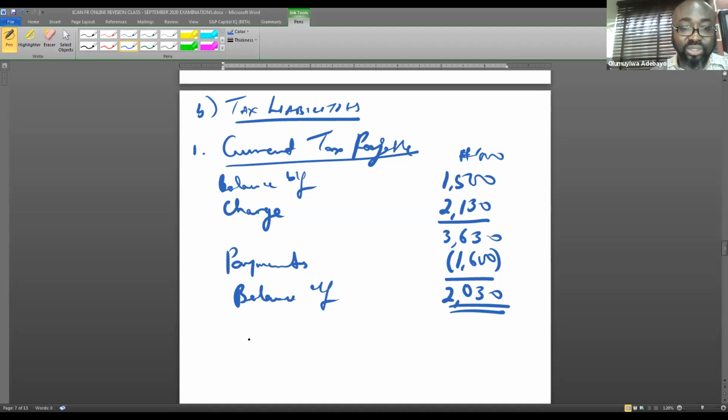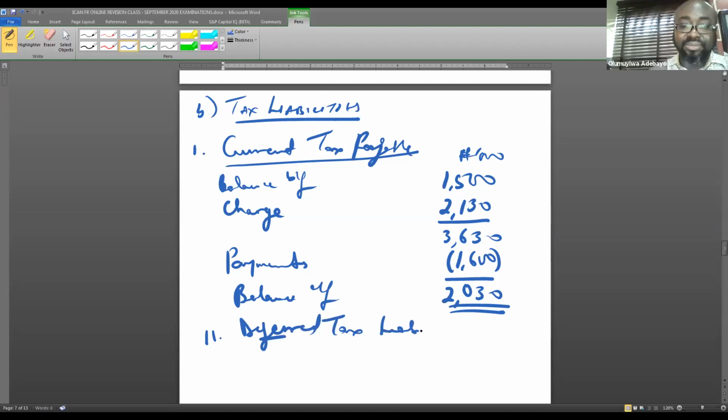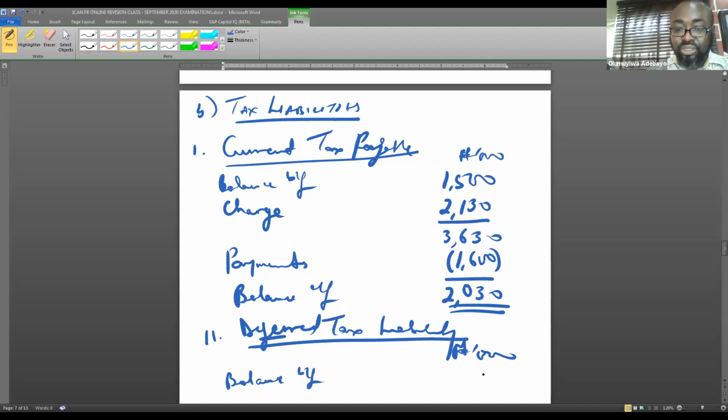Now, the next one is the deferred tax liability. We're given an opening balance of how much? 250. Okay, balance brought forward, 250.